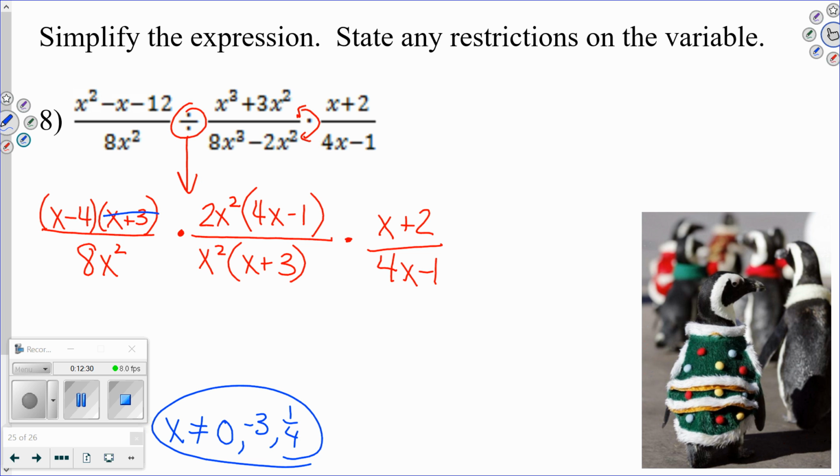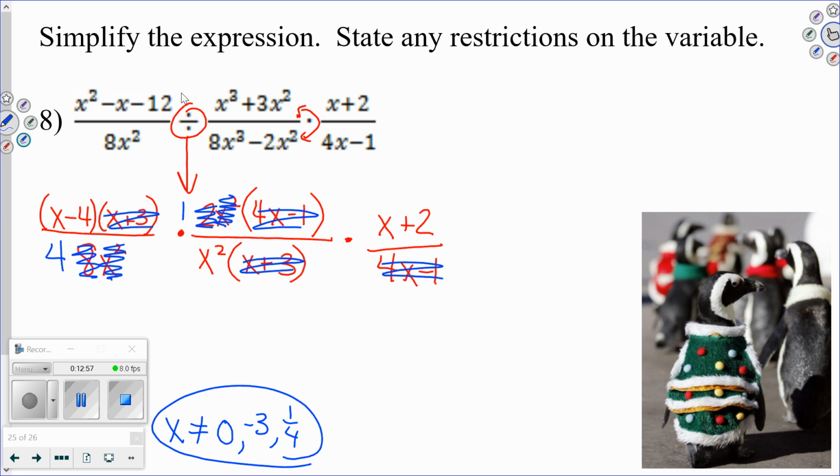So the obvious ones are the x plus 3 and the 4x minus 1. What else did we do? X squared. Doesn't matter. I could have canceled those two, or this one and this one. Doesn't matter. Any top, any bottom. It all comes out in the end. Good. And then 2 and the 8. 2 divided by 2 is 1. 8 divided by 2 is 4.